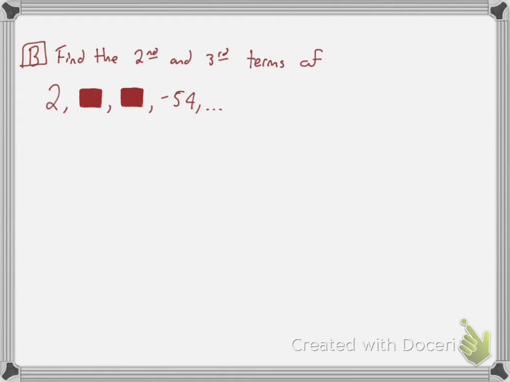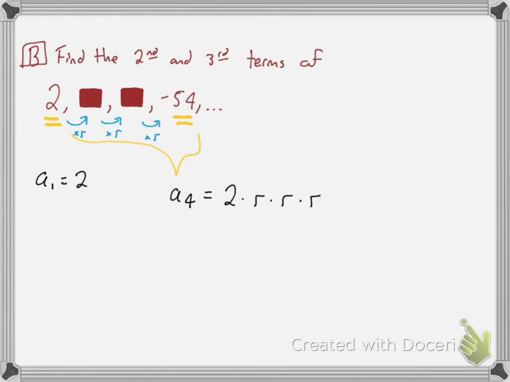Now, similar to what we did for arithmetic sequences, let's find the second and third terms of this sequence. So I start with 2. I don't know my second, I don't know my third term, and I know that my fourth term gets us to negative 54. So again, my a1 value is 2. To get to negative 54, I know that my fourth term is 2 times some number r, times some number r, times some number r again, and it gets me to negative 54.